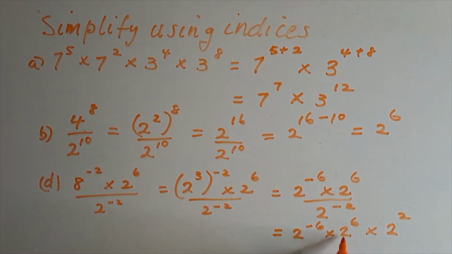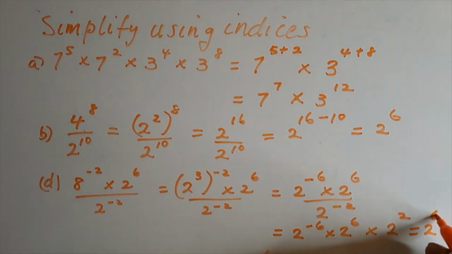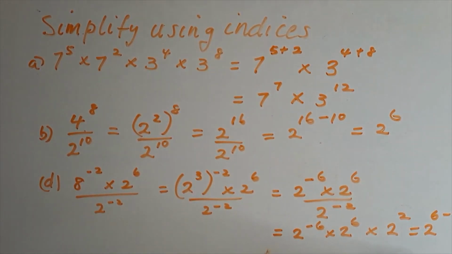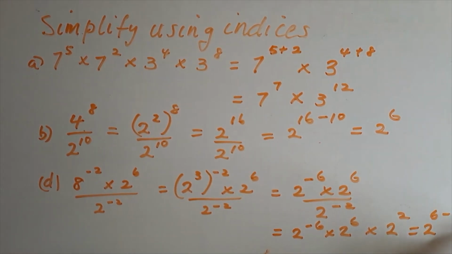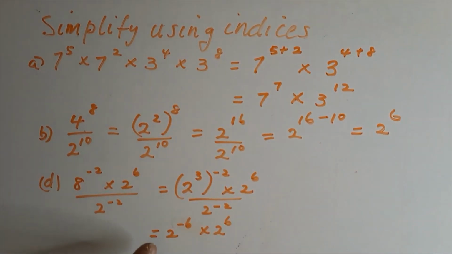This cancels with this because we have 2 to 6 minus 6. And then we have, we ran out of space, just a minute. Right, so rewriting this, 2 to the minus 6 times 2 to the 6. And we have this taken from the denominator to the numerator become 2 squared.